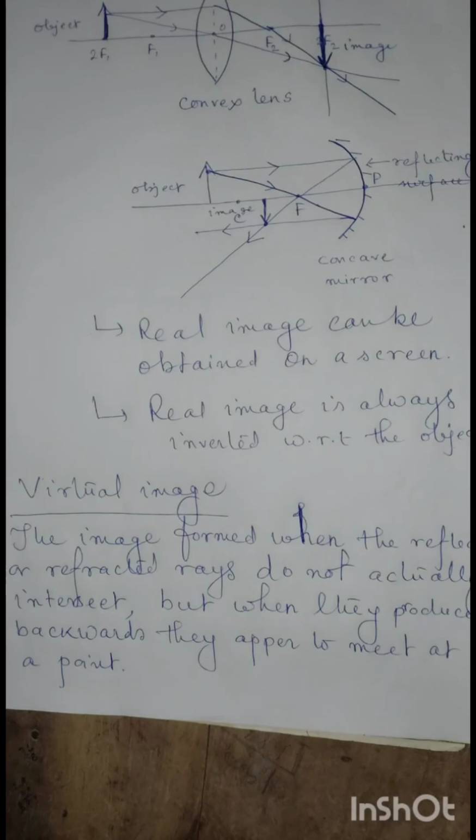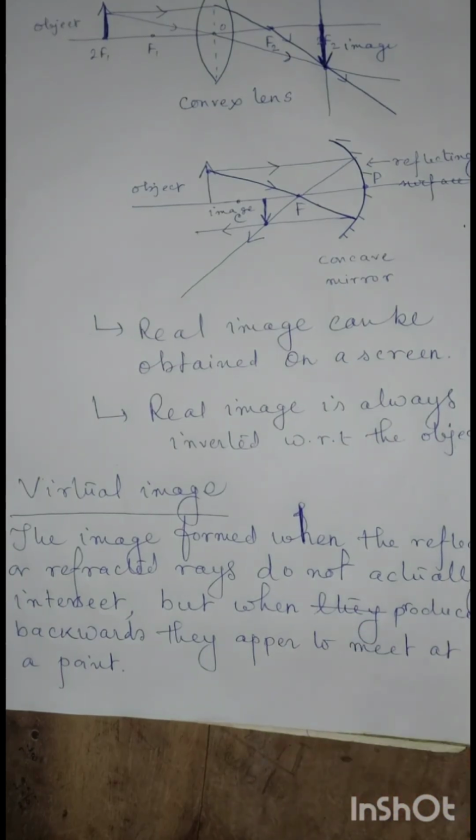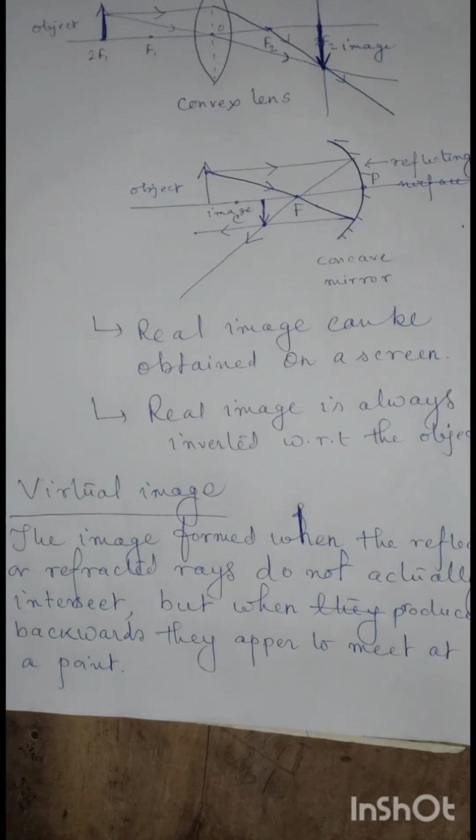So the image formed when the reflected or refracted rays do not actually intersect, but when produced backwards, they appear to meet at a point. This kind of image is called a virtual image.